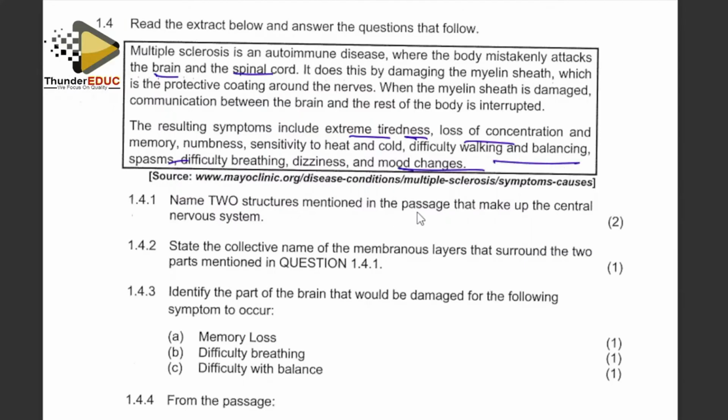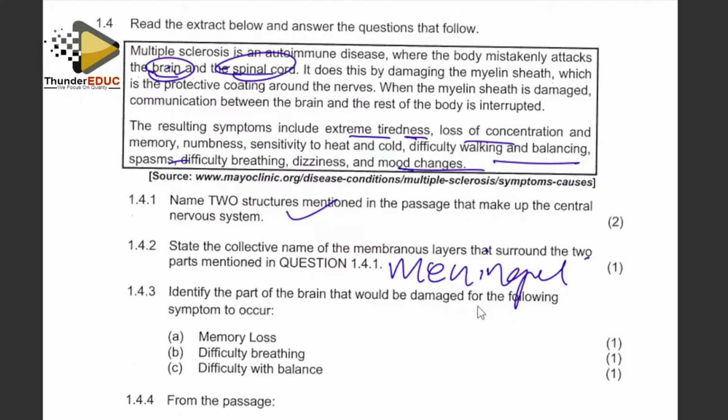Name two structures in the passage that make up the central nervous system. Obviously, if they say central nervous system, you have to look for the brain and the spinal cord. There is no other central nervous system structure. So brain and spinal cord, that one is right. Then, name the membranous layers that surround the parts mentioned above. The surrounding layers like this, we call them meninges. Meninges.